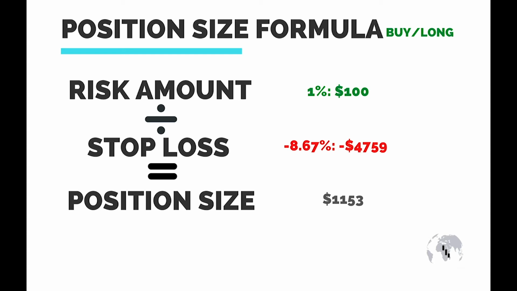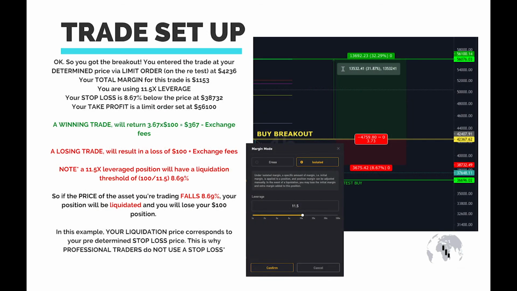$1,153. So we need to borrow that $1,053 to be able to meet that risk reward ratio that we've predetermined before entering the trade. So we use the 11.5 X leverage. Our stop loss is 8.67% below the price at $38,732. And our take profit order is set at $56,100.